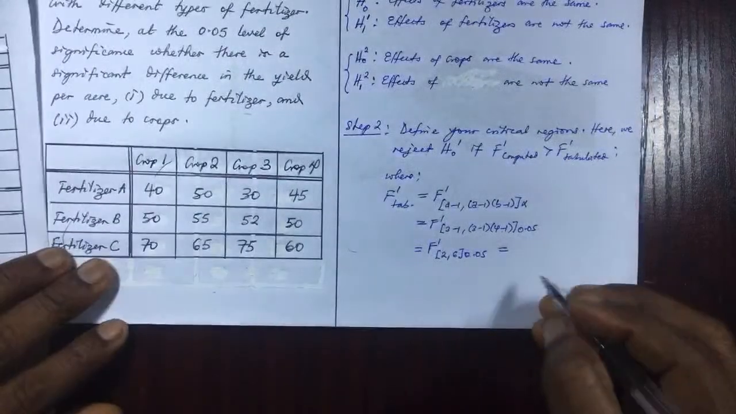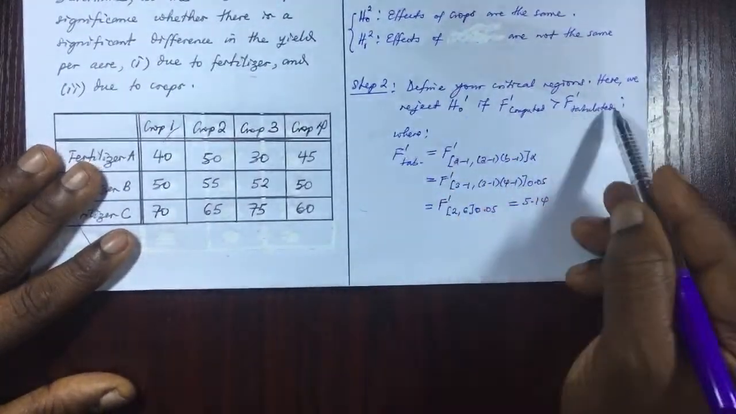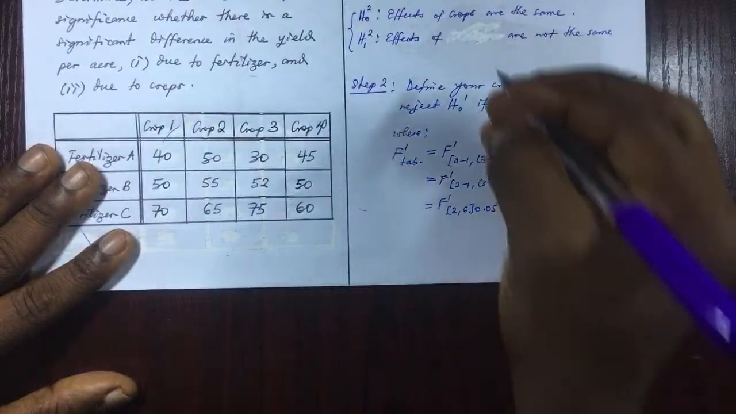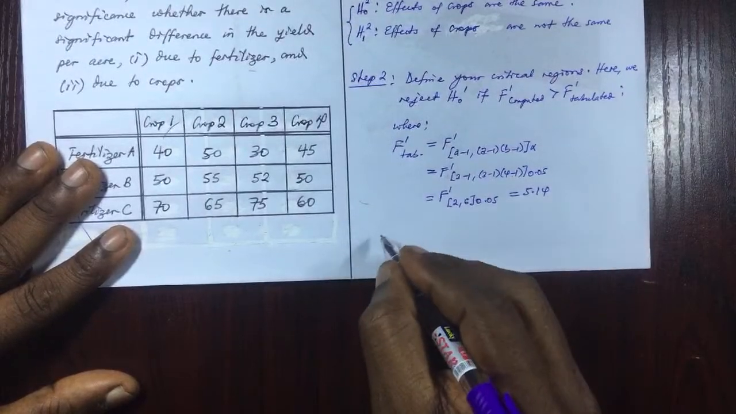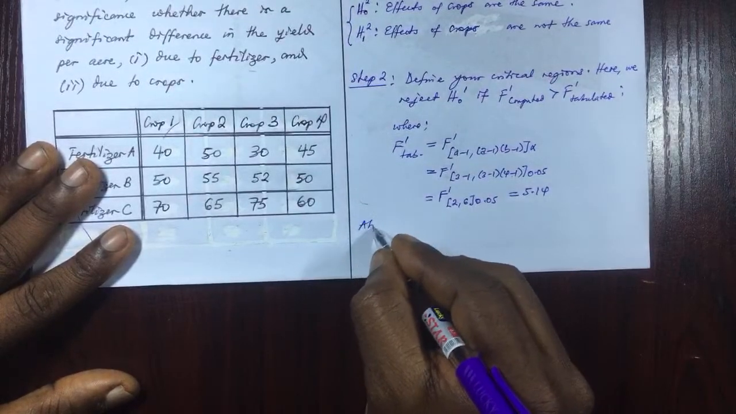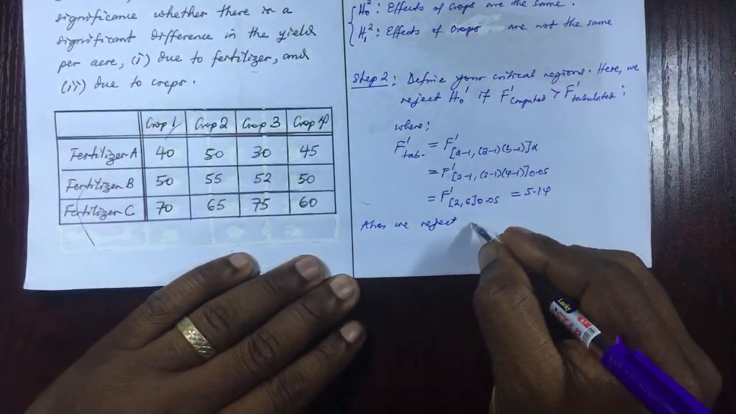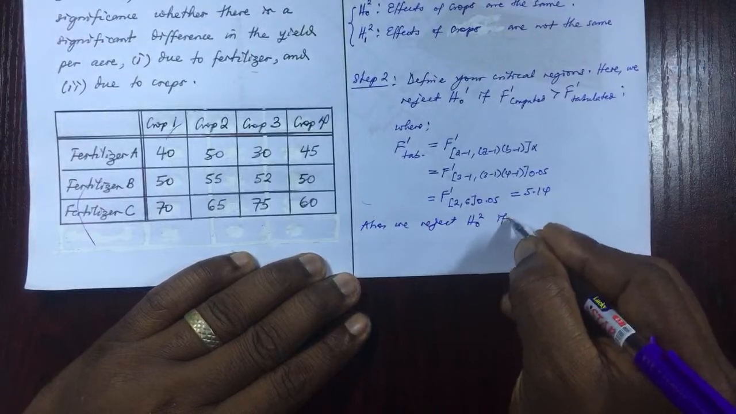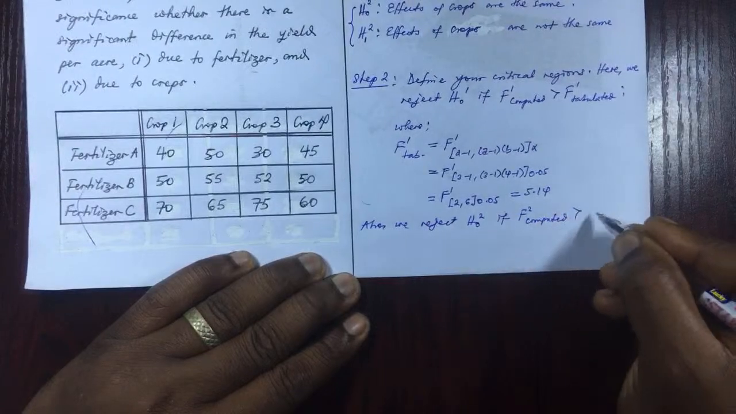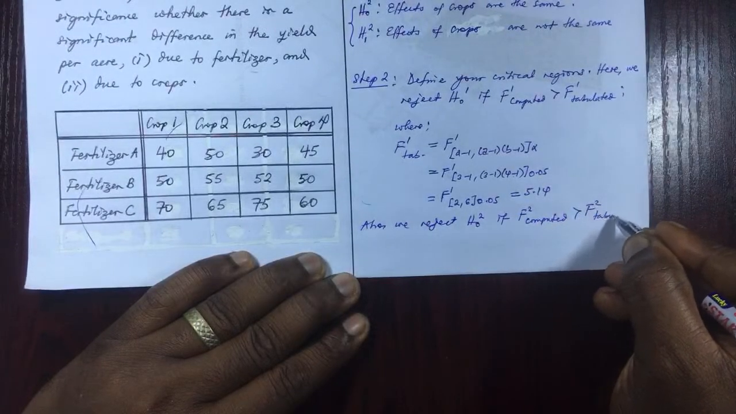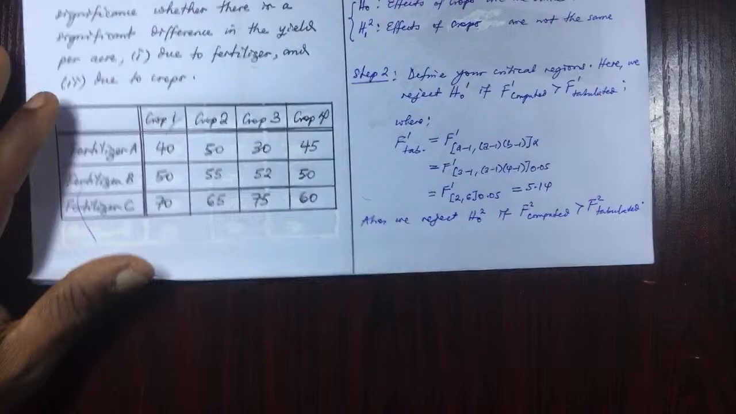Okay, so this will give you 5.14. Now, this was for the first null hypothesis, the critical region for the first null hypothesis. So let me put this back since that is dry. Now, you would have also, we reject H02, the second null hypothesis, if F2 computed is greater than F2 tabulated. Okay? So this will be the critical region for the second case, for the blocks.